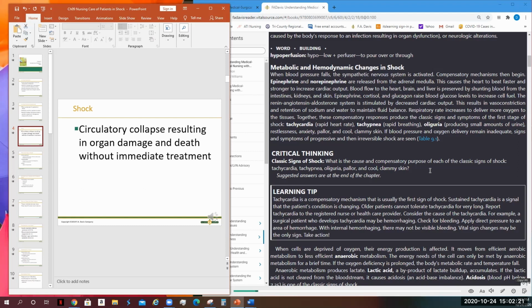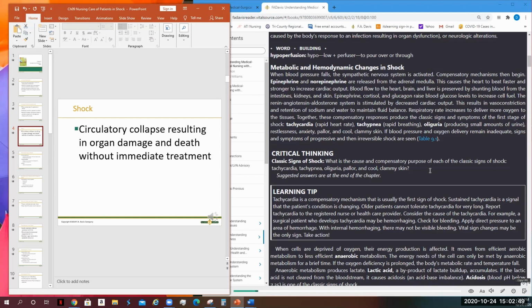Tachycardia, rapid heart rate. Tachypnea, rapid breathing. Oliguria, producing small amounts of urine. Restlessness, anxiety, pallor, and cool, clammy skin. If blood pressure and oxygen delivery remain inadequate, signs and symptoms of progressive and then irreversible shock are seen.